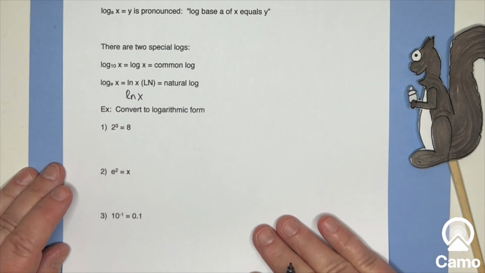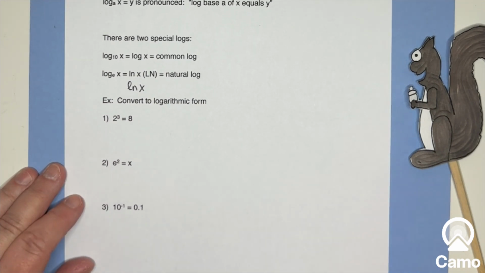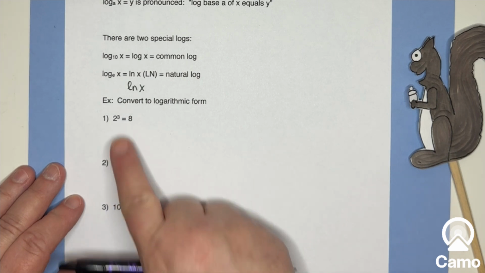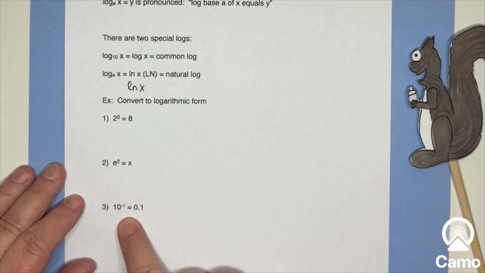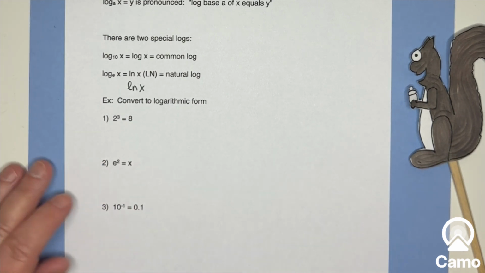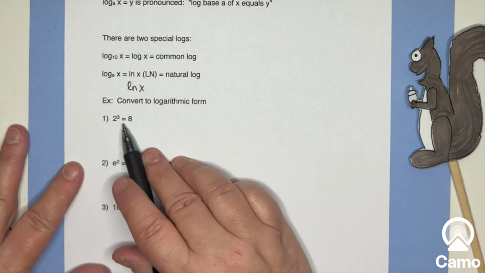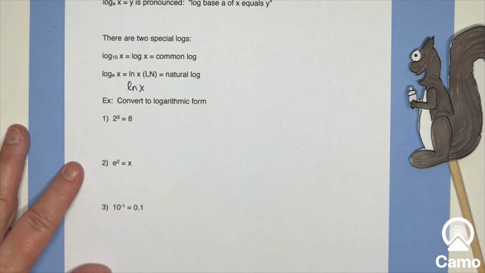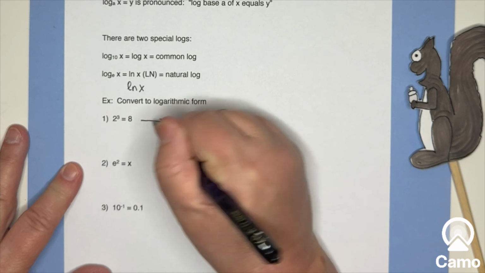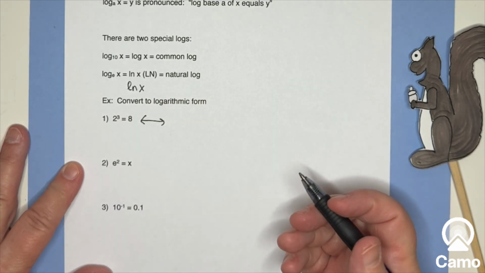Convert to logarithmic form. Now, if I'm asking you to convert to logarithmic form, it means that we probably have exponential form. Exponential form is exponents. Woohoo. So I've got 2 cubed equals 8, which is true. Now, how do I write that in logarithmic form? This is what you do.